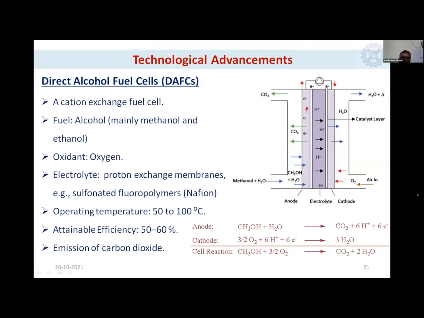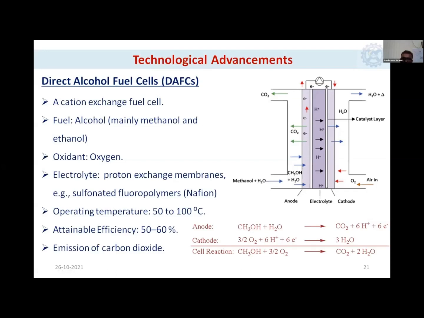Once again, at the anode, the alcohols are dissociated into proton, electron, and carbon dioxide, and carbon dioxide is emitted to the atmosphere. Now here the produced electron and proton go all the way to the cathode and react on the catalyst surface to produce water. And by this time you would have known it is emitting carbon dioxide, so it cannot be claimed as a clean source of energy.